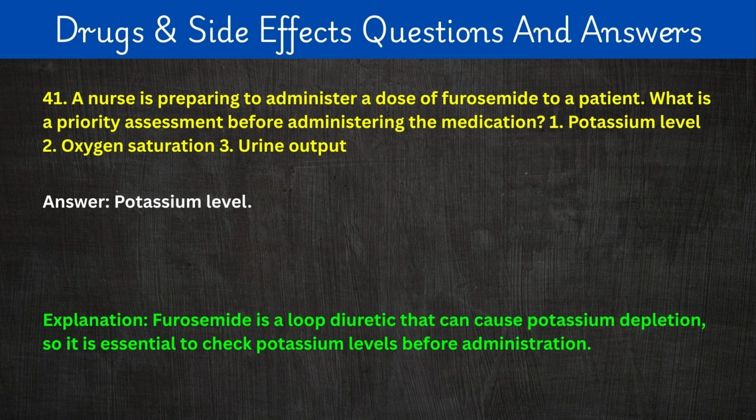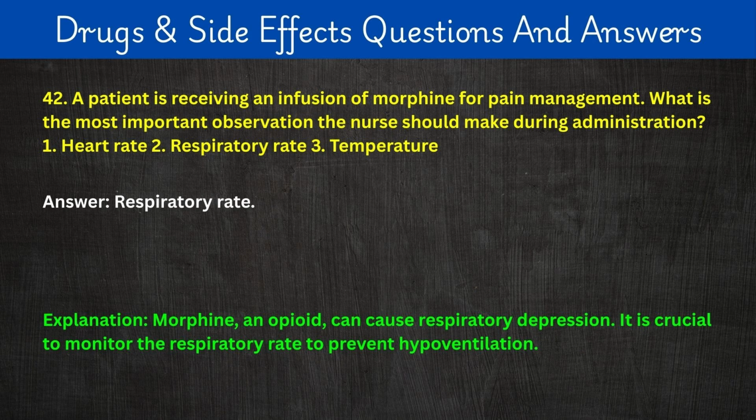41. A nurse is preparing to administer a dose of furosemide to a patient. What is a priority assessment before administering the medication? 1. Potassium level. 2. Oxygen saturation. 3. Urine output. Answer: potassium level. Explanation: furosemide is a loop diuretic that can cause potassium depletion, so it is essential to check potassium levels before administration.